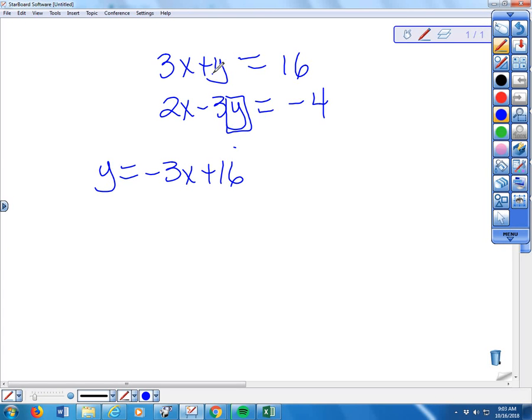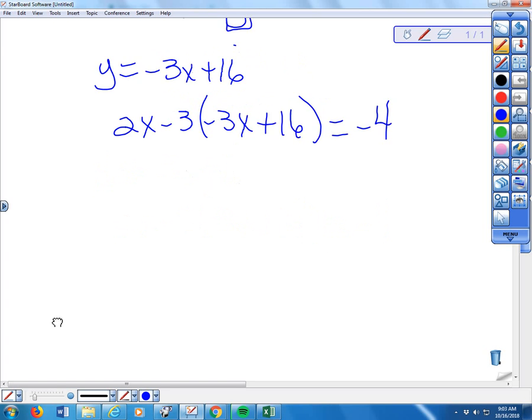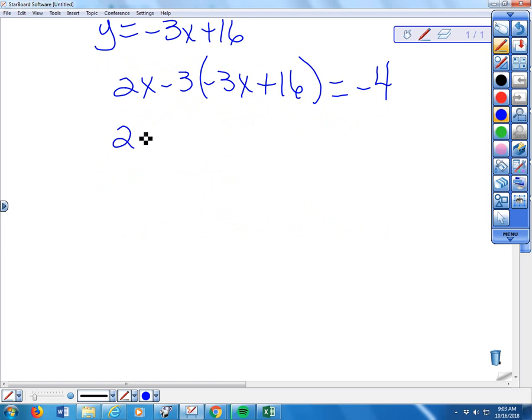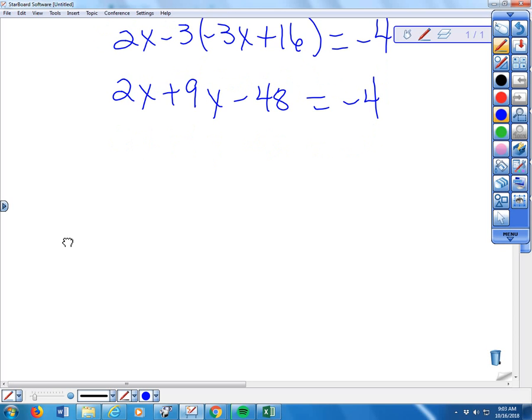Okay? So I have 2x minus 3 times negative 3x plus 16 equals negative 4. Now I'm just going to distribute the negative 3 in. Negative 3 times negative 3 is 9. Negative 3 times 16, negative 48. And then solve. If I add 48, I get 44.